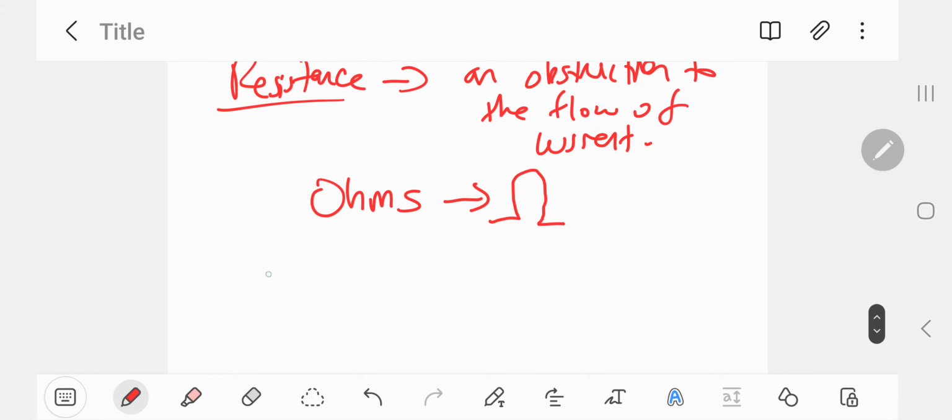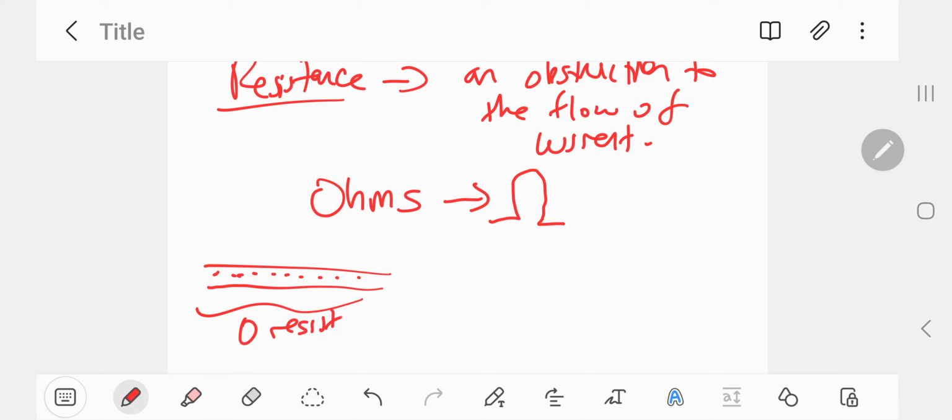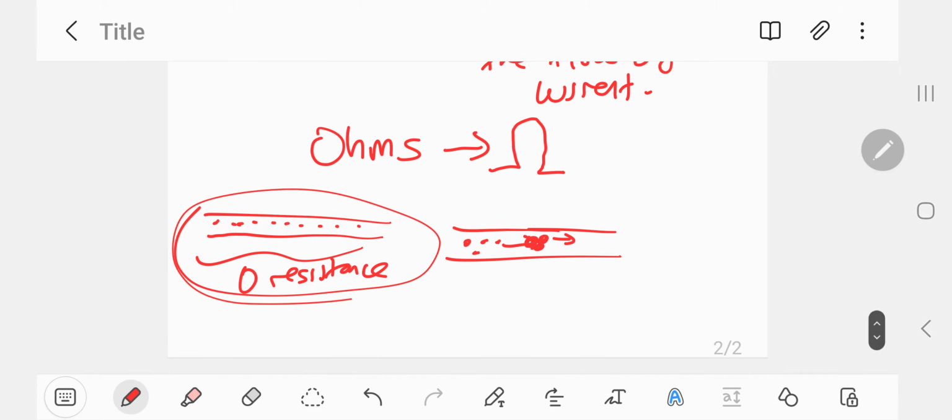Resistance. So if I was to have, let's say, here's a wire, hypothetically. There's no such thing as a 100% resistance-free wire. There's always going to be some resistance. So in this case, let's say there's zero resistance, hypothetically speaking. Suppose I put something in the way. Let's suppose I put a couple of atoms here. The electron current flow will be a lot less than the current flow in this case here.